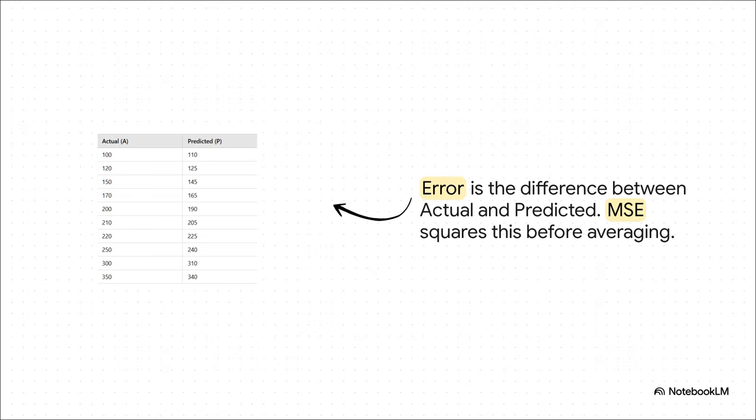And here's what that looks like in practice. The error is literally just the difference between the actual value and what your model predicted. To get that mean squared error we talked about, you just take that error for every single prediction, square it, and then find the average of all those squared values. That's really all there is to it.